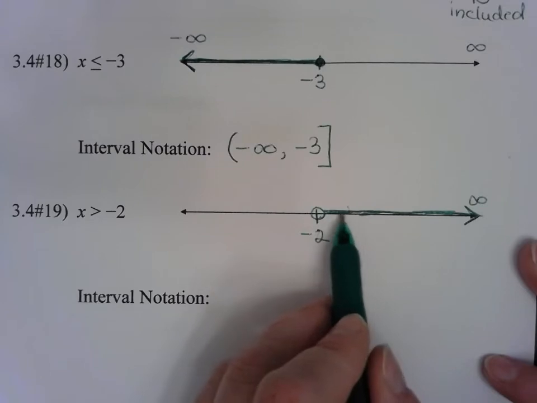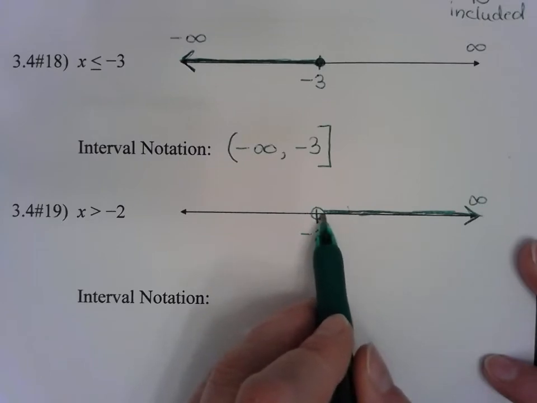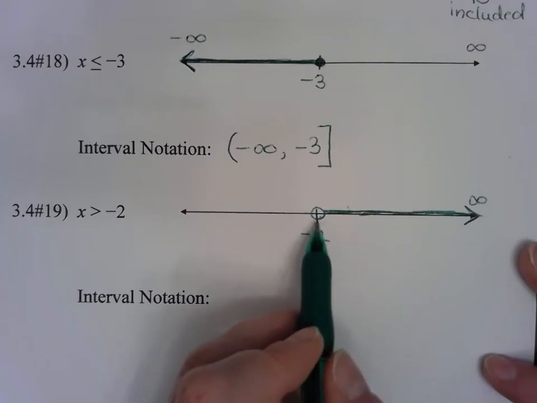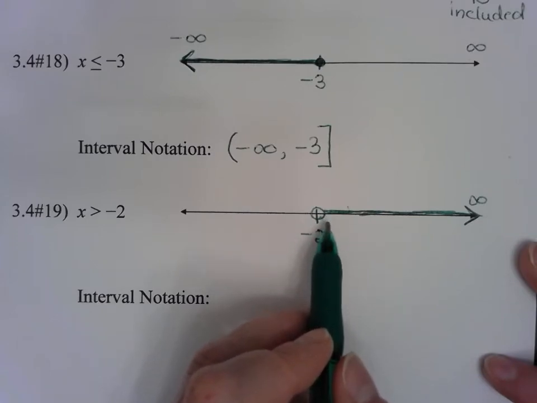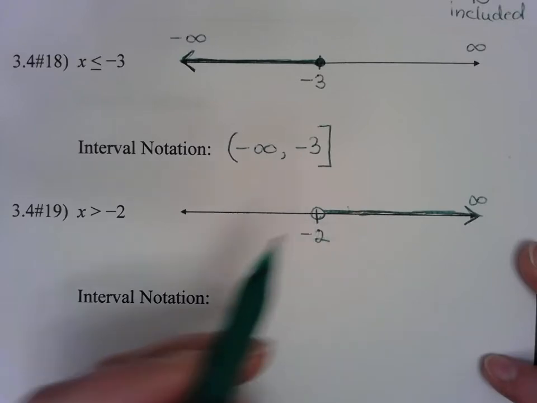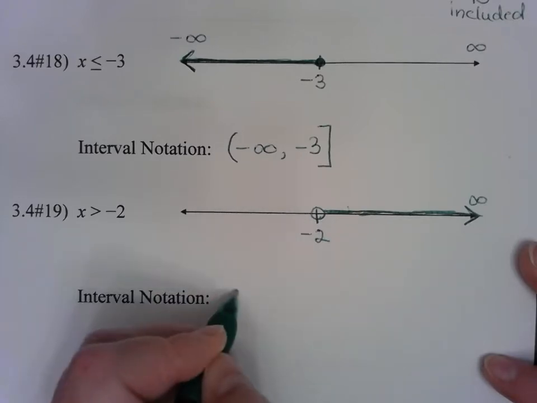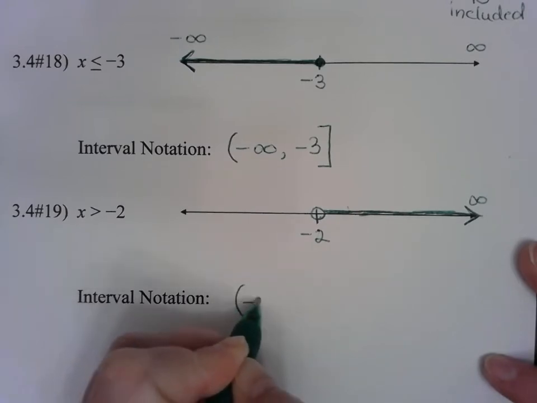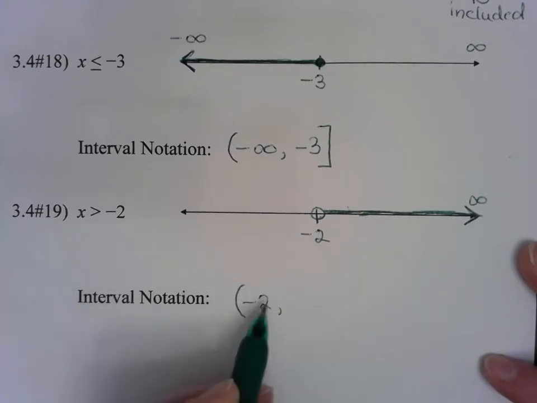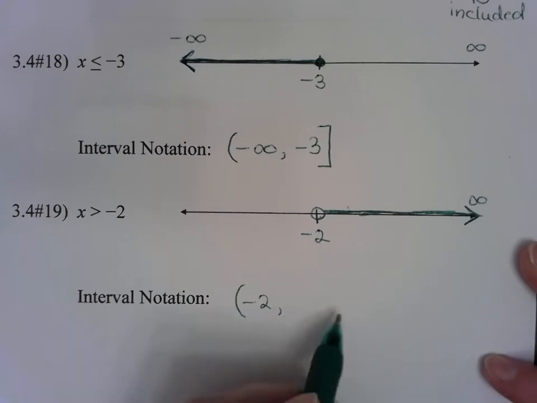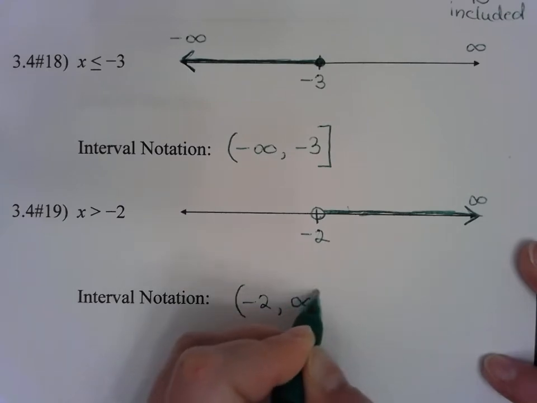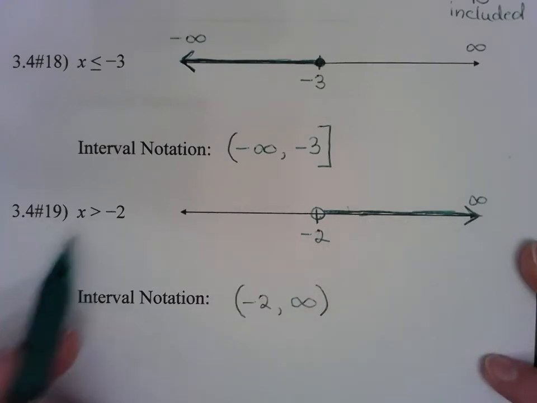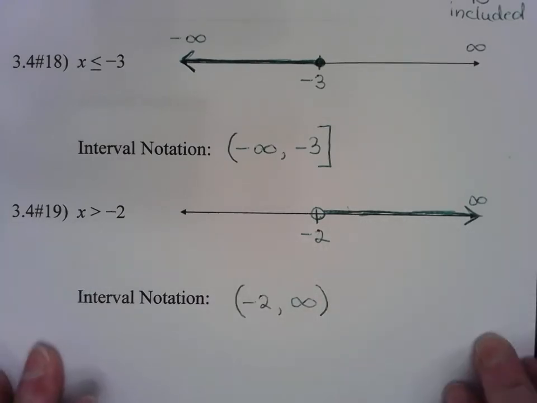So -1.999999999 would be included, but not -2. Okay, that's what that open circle represents. So because it's an open circle, or again, you could put the parentheses right on the number line if you want, but I'm going to use the round parentheses, and I'm going to list the ends from left to right. So from -2 to infinity is kind of where I've shaded, and that's where all these numbers would be indicated.